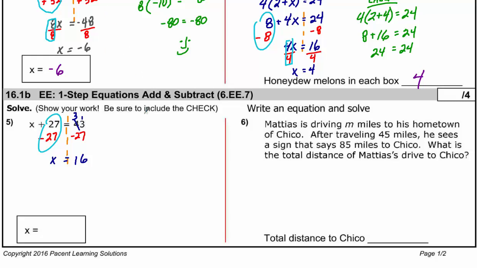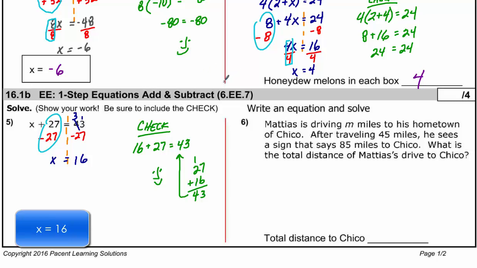Let's find out. Even on these simpler equations, we want to finish by doing a check. We want to put the value in. We said x was 16, so we're going to put that where the x was in the original equation. Then we're going to take 27 and 16 and add them together. 7 and 6 is 13, carry a 1. 1 and 2 makes 3, plus 1 more makes 4. That 43 matches that 43, and we can be confident with the fact that we got it right.